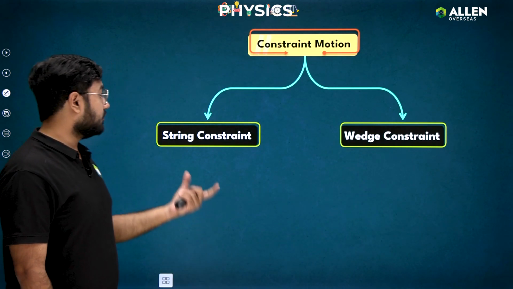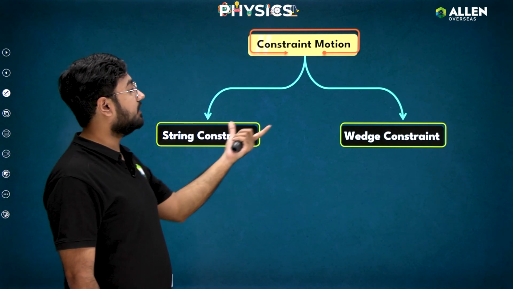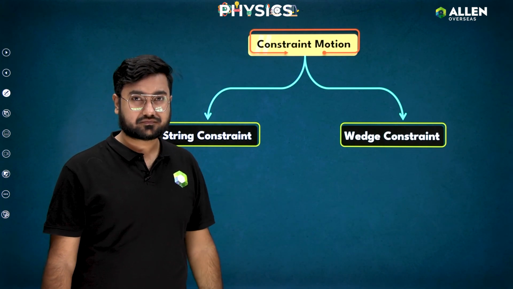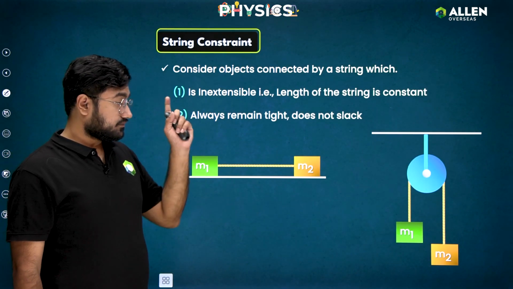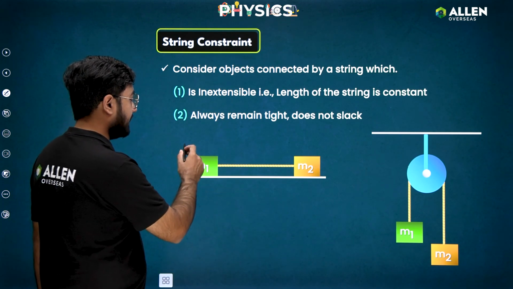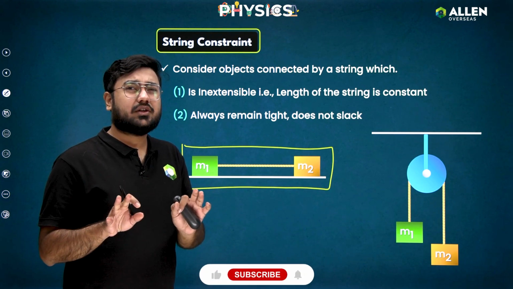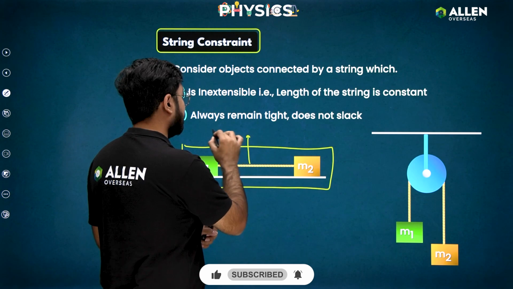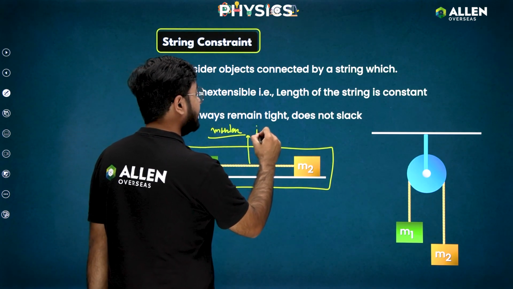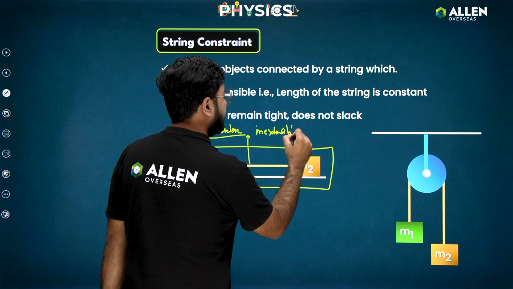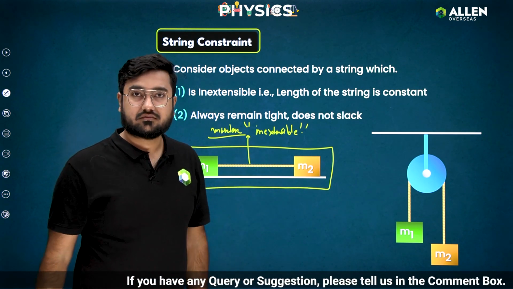When we talk about constraint motion, there are two important constraints that we study in our curriculum. Those are string constraint and wedge constraint. String and wedge. So let us consider the string constraint first. Now consider any two objects that are connected by a string, and my complete discussion is going to be based on the fact that the string is first of all massless. That's the general consideration we always have. Second, it is inextensible. This is important, that the length of the string is not changing at all no matter what.